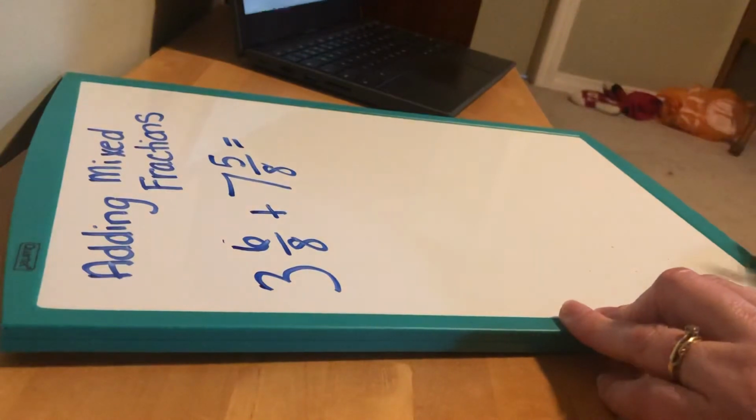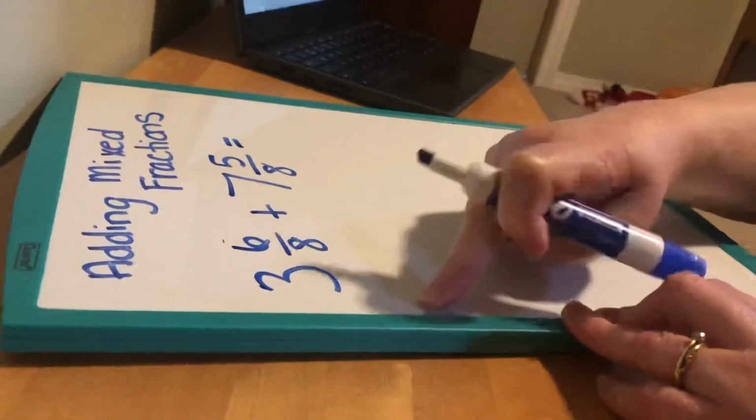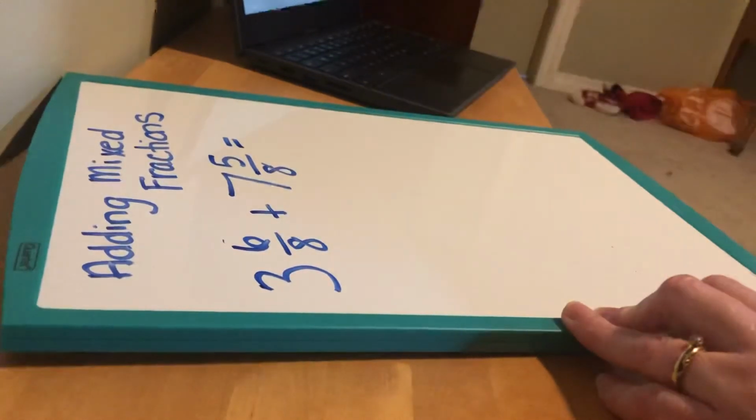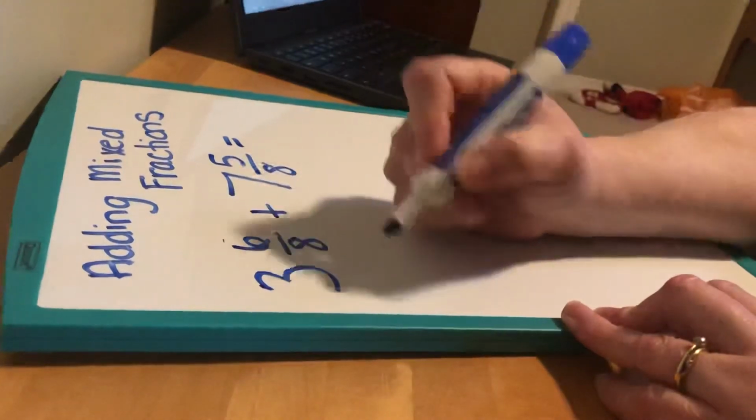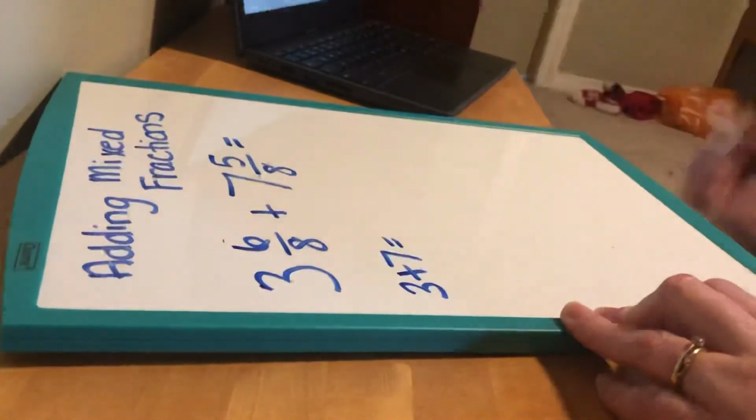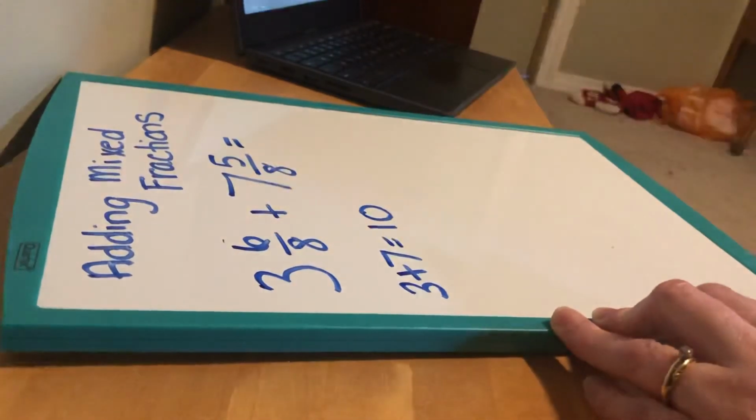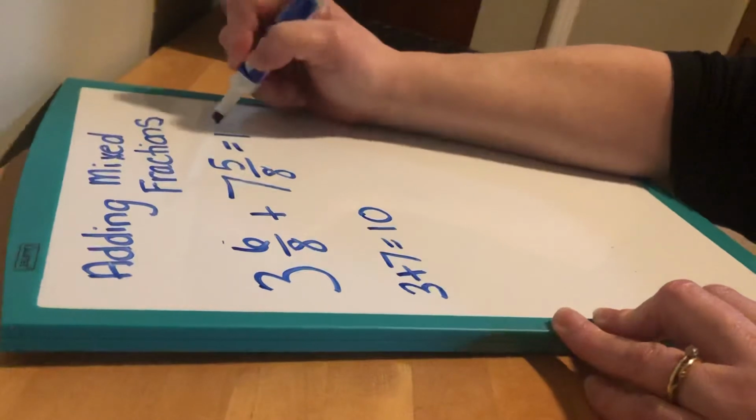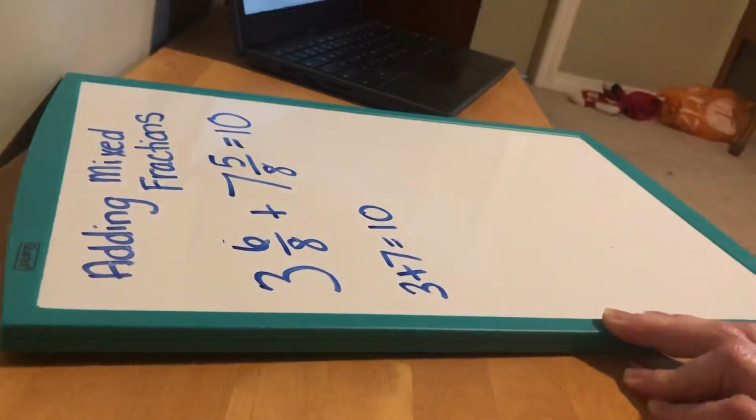Now I'm going to do it this way. The last time I did a stack and add this way. I'm going to do it this way across, but I still want to keep track of a little bit of my work so I see what's going on. So first thing I'm going to do is add my whole numbers. 3 plus 7 equals 10. So I know I'm going to have 10 wholes. So I'm going to put my answer of 10 over by my equation. Hope you can see that.